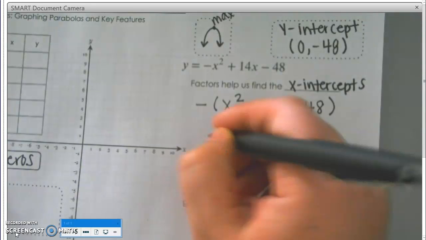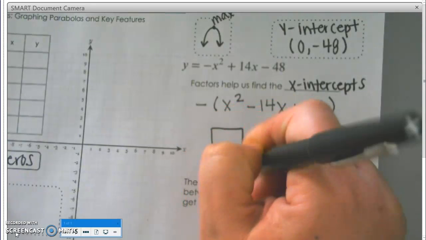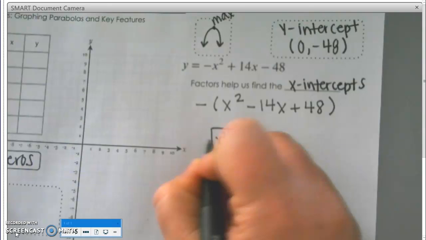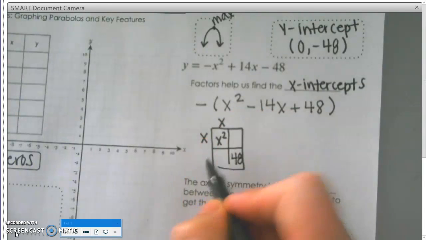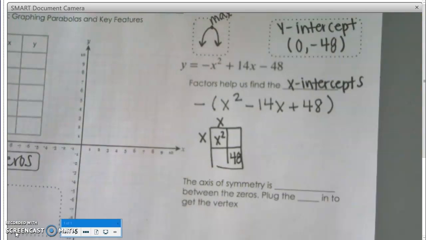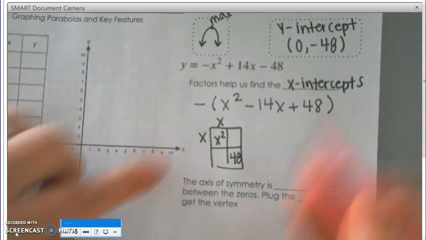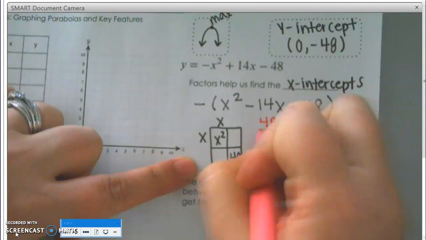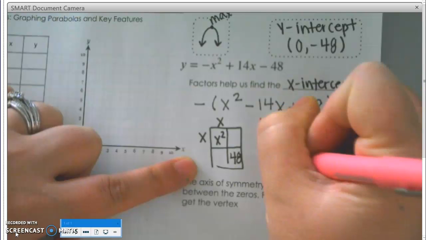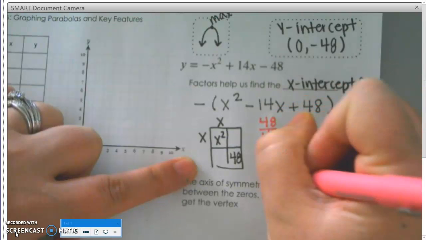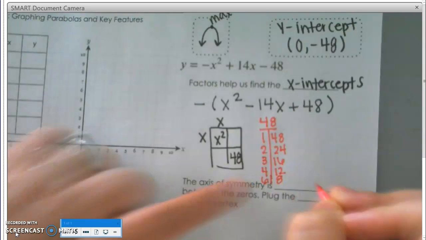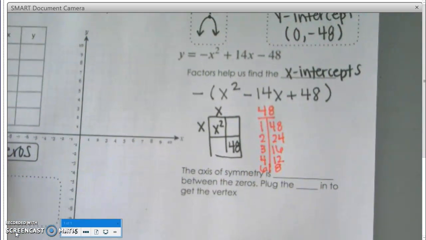So when I factor, I know that I'm looking for two numbers. It's x and x, and when I multiply them together, I get 48, and when I combine them together, I get negative 14. So I'm just going to do a little side work. I'm going to list my factors of 48. 1 times 48, 2 and 24, 3 times 16 is 48, 4 times 12, and 6 times 8. Those are all the factors that go into 48.